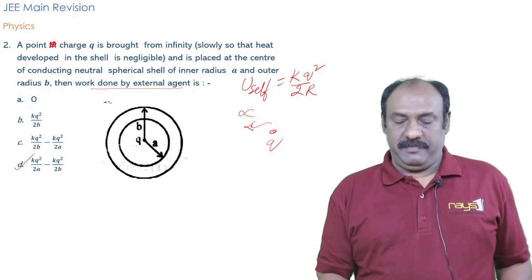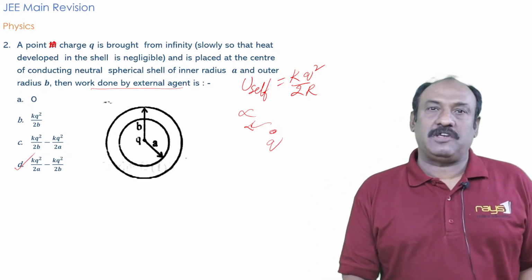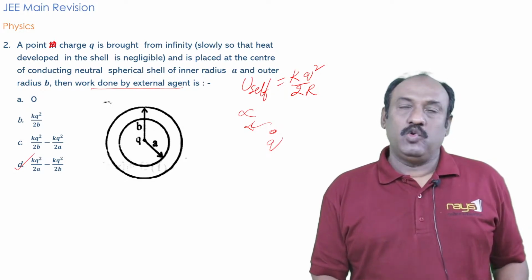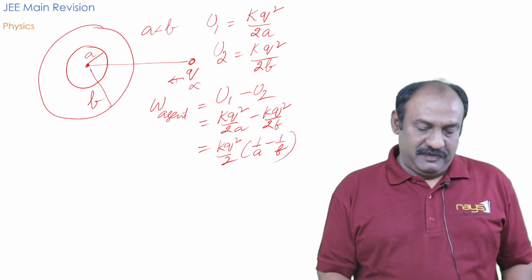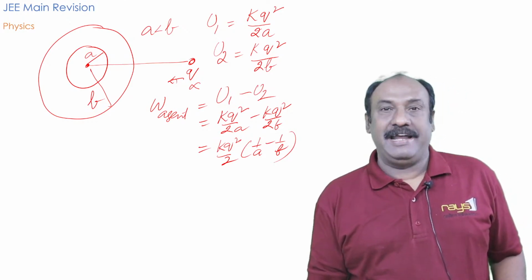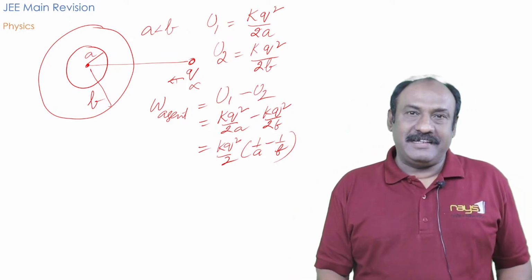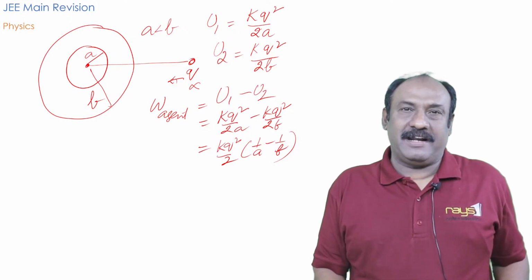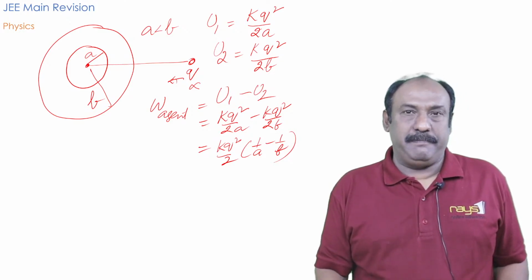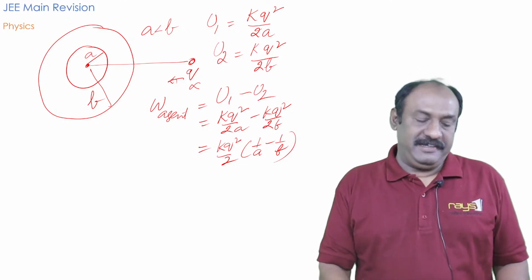and outer radius B. So, here what I did, simply I considered self energies of the two shells of radii A and B, which are KQ square by 2 into radius of the respective shell. The difference of these two will be the work done by an agent. So, work done by an agent equals KQ square by 2A minus KQ square by 2B, that will give the work done by an agent to move charge from infinity to the center of the neutral shell of inner and outer radius small a and small b. So, this is also an important standard formula to remember, the self energy formula of the spherical shell. Here this problem is designed on this basis.